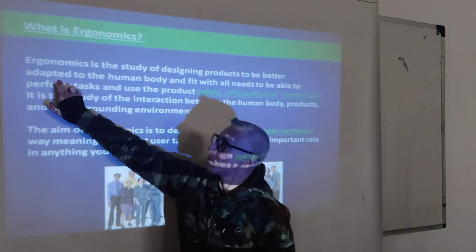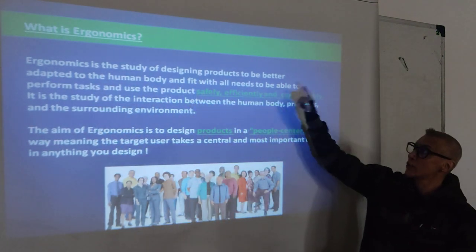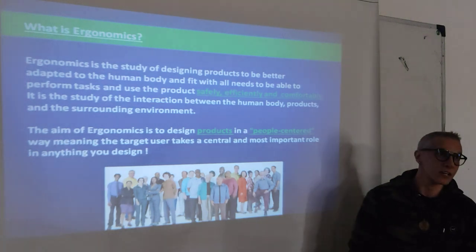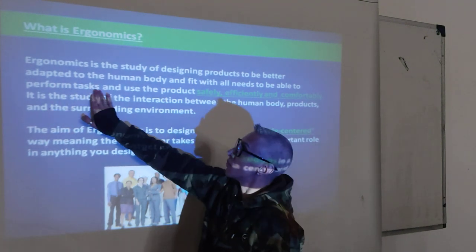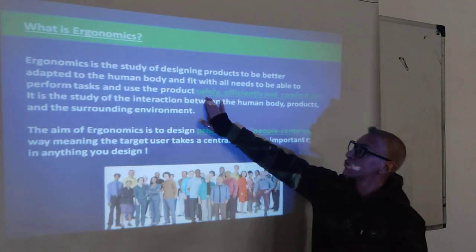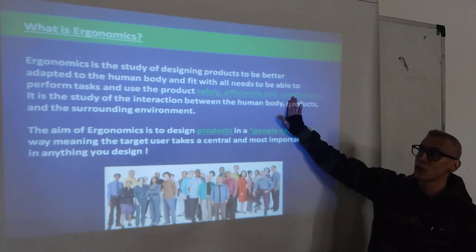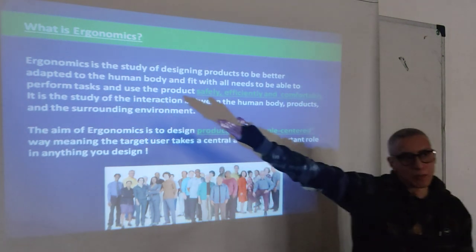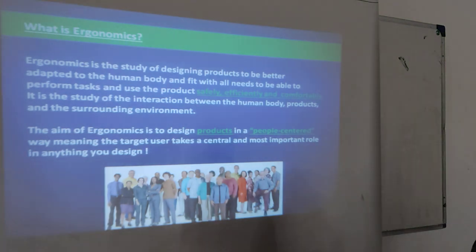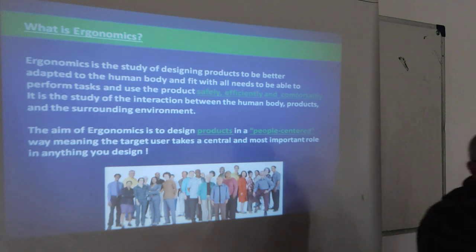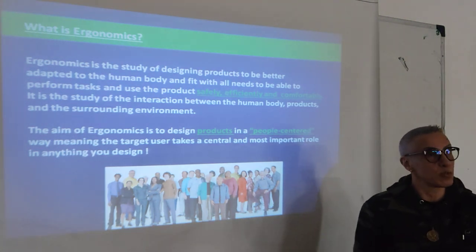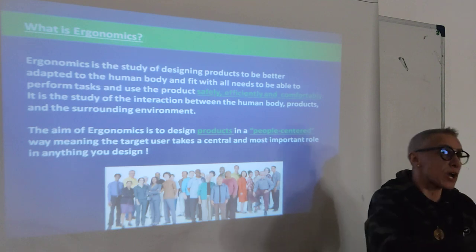So, adapt and fit with all the needs of the target group of people, so that the humans can perform tasks and use the product safely, efficiently, and comfortably. So what does perform tasks mean? Anything you design is designed for the human to perform certain tasks. So if you design a pen, for example, the main task that the human will perform using this product is to write with it.